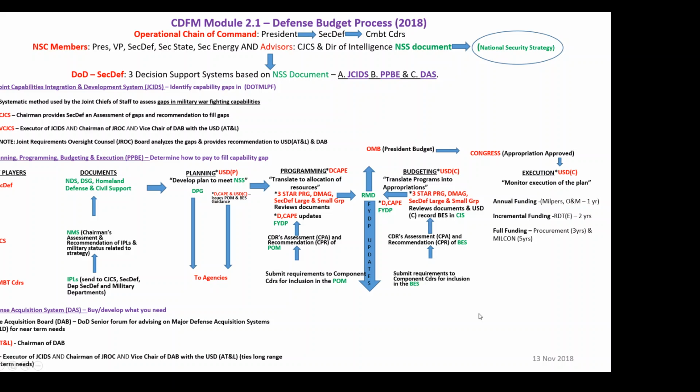So in a nutshell, this is the CDFM Module 2.1, Defense Budget Process. The difference is there's no longer a Quadrennial Defense Review. It's called the National Defense Strategy. So I've got to look at some other things, and then the Future Year Defense Program. It used to be 11 programs. Now there are 12 programs. Everything else kind of looks the same.